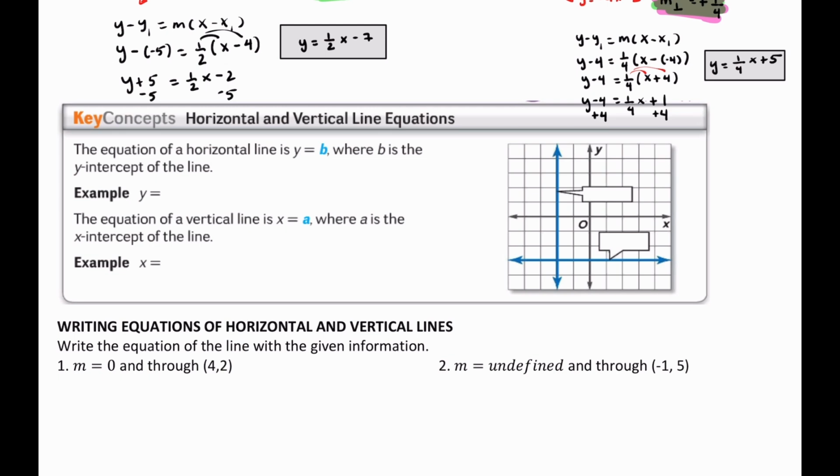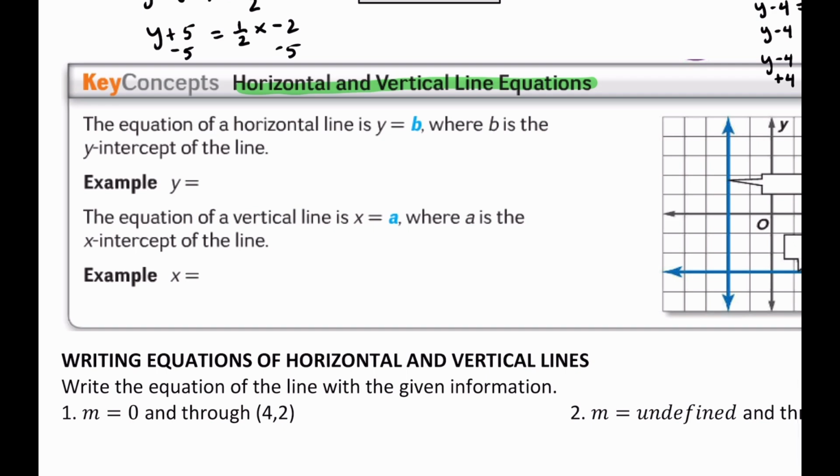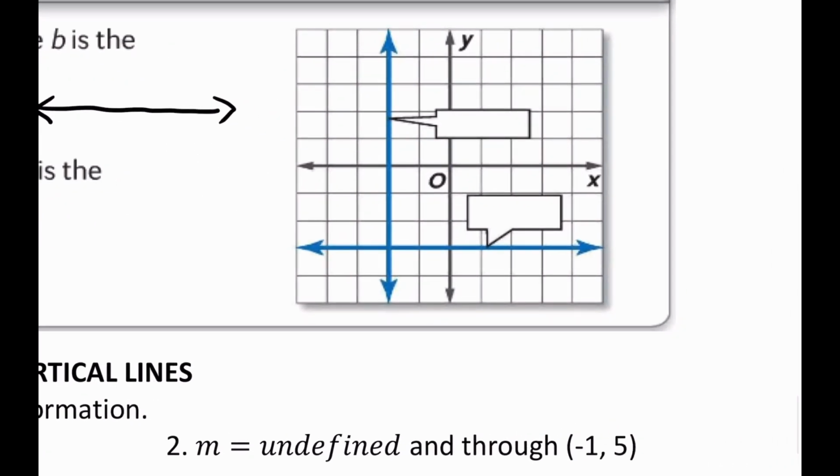Okay, so now what I want to go ahead and do is discuss horizontal and vertical line equations. The equation of a horizontal line is y equals b, and b is what we call the y-intercept of the line. And horizontal lines look like this. It's a straight line that just goes left and right at the same time. So if I'm looking at the picture here, I have a horizontal line where it intersects the y-axis. This is the y-axis, by the way. This line intersects the y-axis at this particular point, which is 0, negative 3.